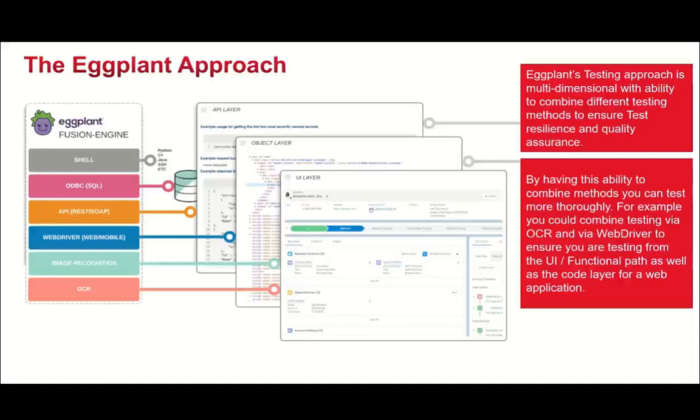Eggplant is yet another beautiful automation tool using which we can automate web applications, APIs, mobile applications, and also desktop-based applications. Fundamentally, Eggplant is claimed to be automating at different layers.